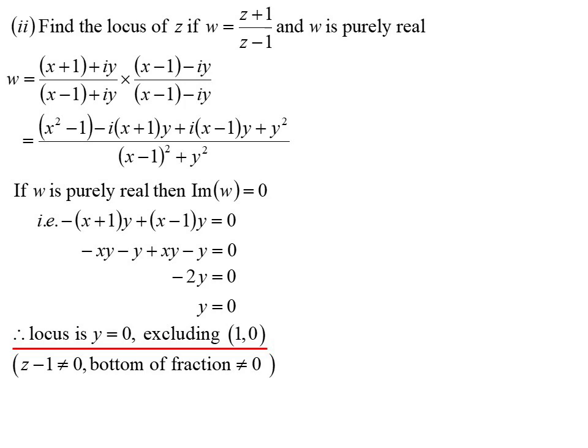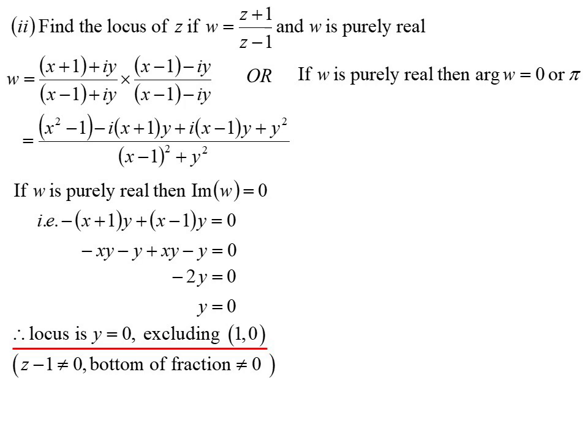But the original question was w is equal to z plus 1 on z minus 1. Well, we're saying locus of z. We're saying what can we input into this function? Well, the bottom of the fraction can't equal 0. So I know I can't substitute in the number 1, or 1 plus 0i if you like. So to exclude that point, 1, 0. There's another way I could do it, is playing with the arguments. Some people find this a lot quicker.